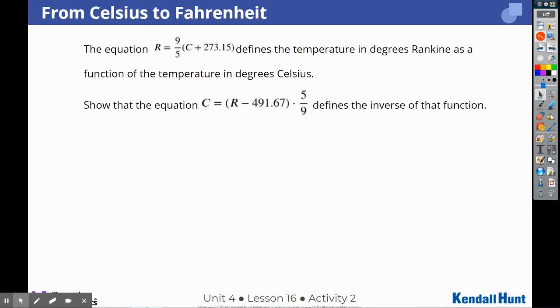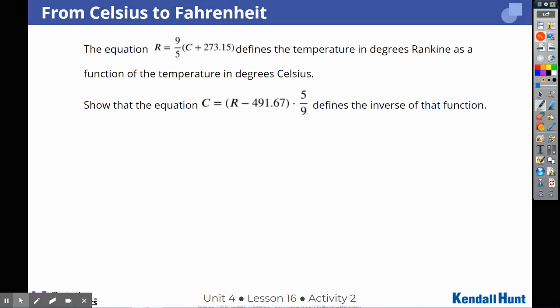Okay, so I want you to try another one. Take a minute and see if you can figure out: we have this equation R equals 9/5 times C plus 273.15, defining the temperature in degrees Rankine as a function of the temperature in degrees Celsius. See if this equation, C equals R minus 491.67 times 5/9, defines that inverse function. Some of you might want to try to work backwards from this one.